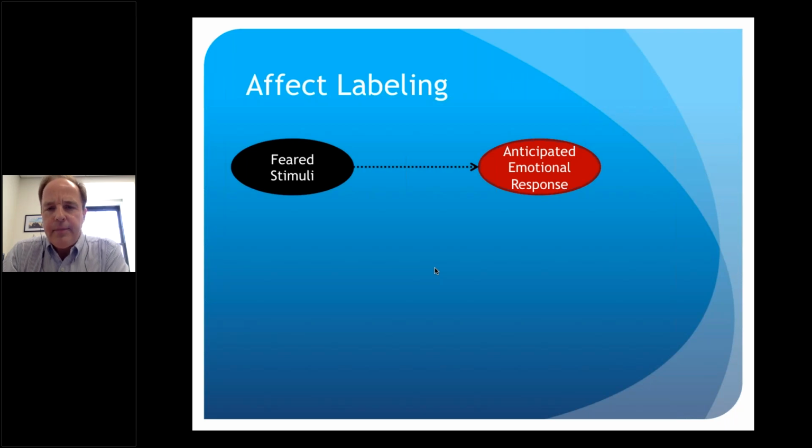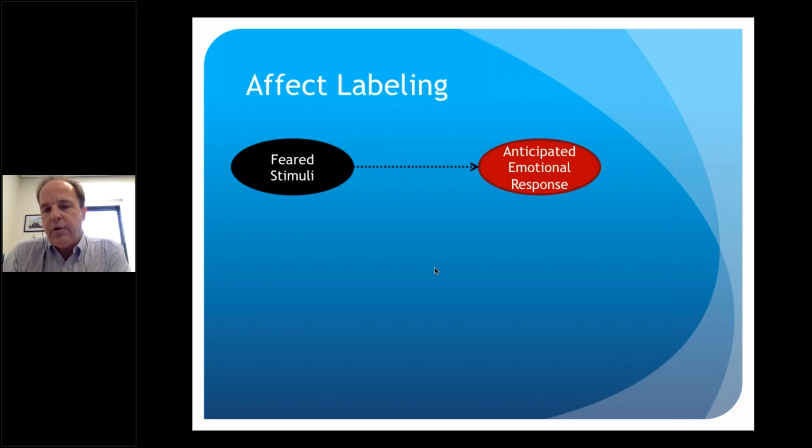So, affect labeling. This is something that may be less commonly practiced. It's something that you probably have thought about, but it's worth highlighting the virtue inherent in affect labeling as a procedure to start incorporating in your exposure approaches.